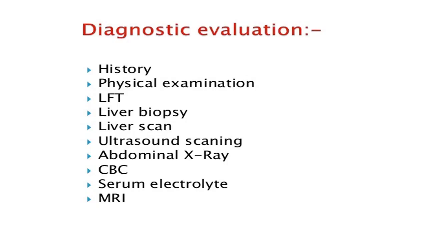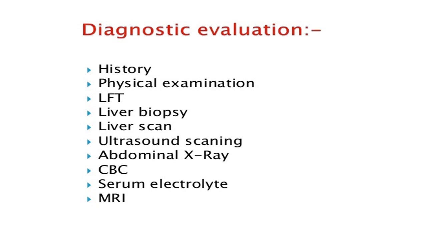So once you decide that we have a problem with the liver, we have jaundice or something like that, we have to go through this protocol for all systems. Here we are paying more attention to liver, but otherwise also we have to go through this protocol. Depending on which system is involved, we pay a little more attention.